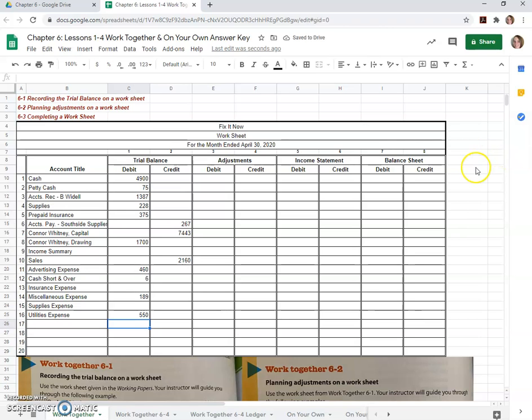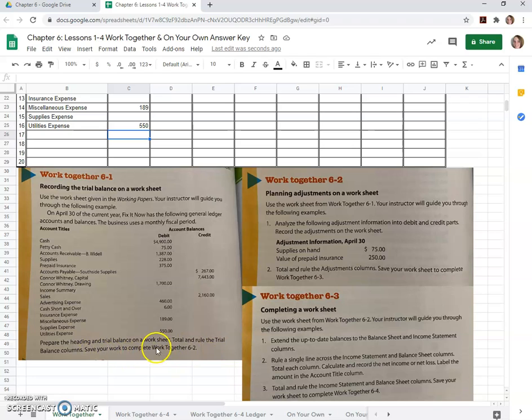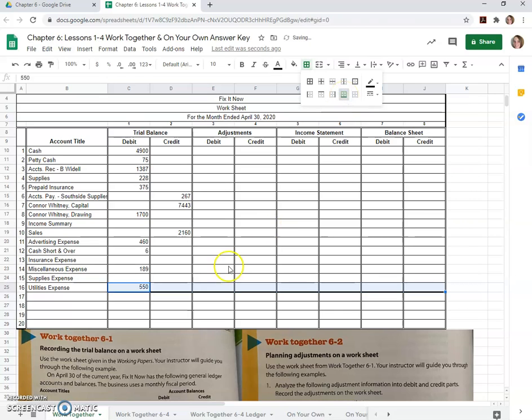So after we've entered those amounts, the next thing we need to do is total and rule the trial balance columns. So underneath the last item, you want to put, and it'll go all the way across, a thick dark line to show that we're going to total them. So we'll do a bold line underneath there.